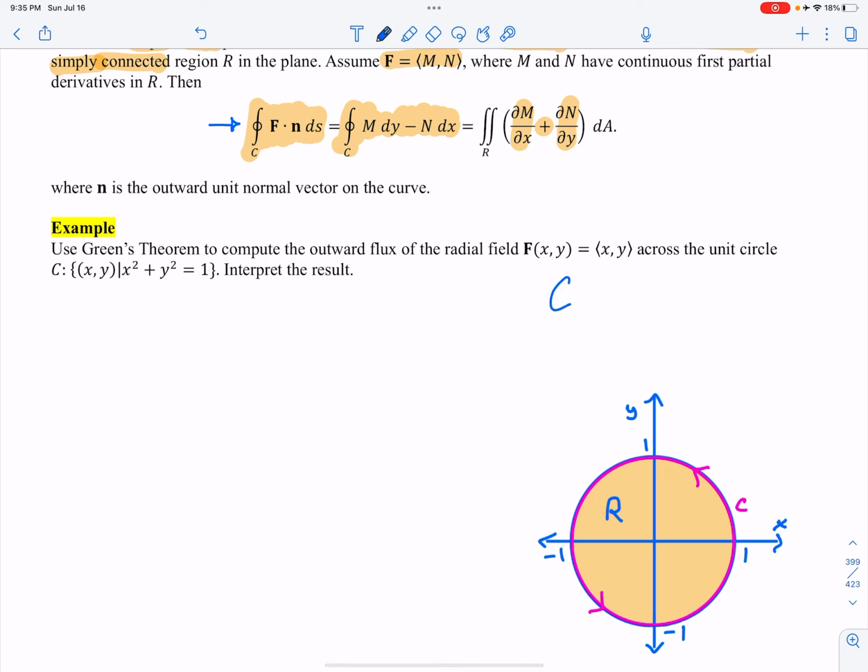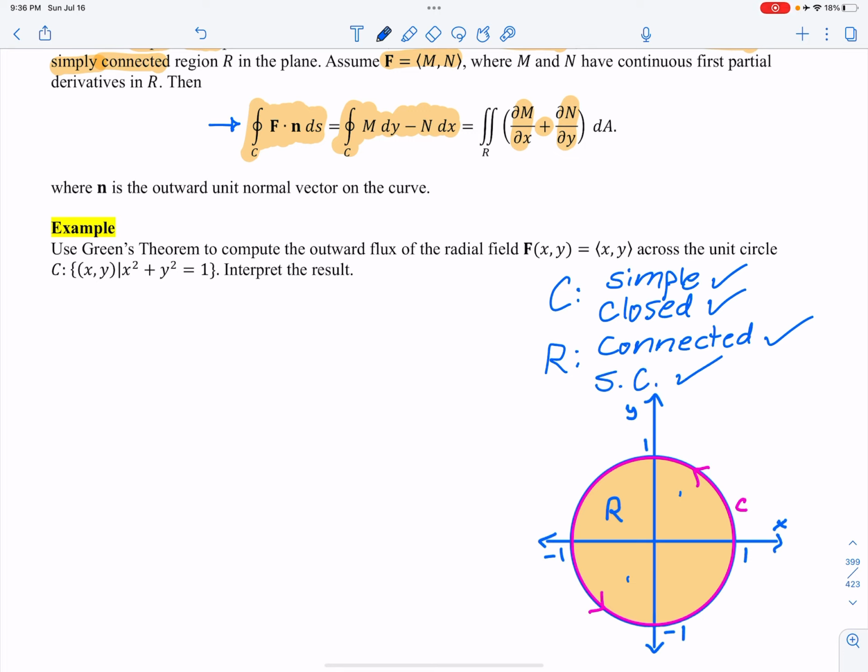We still have to check our path, which is the unit circle with radius 1. It is definitely simple, right? It doesn't cross over, and it is closed, which means it starts and ends at the same spot. The region R is connected, meaning if I put 2 points here, I can connect them and stay in R. And then simply connected, meaning I can draw an open space and contract it down to a single point. This means we can use Green's theorem.